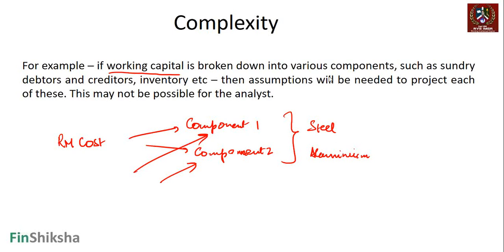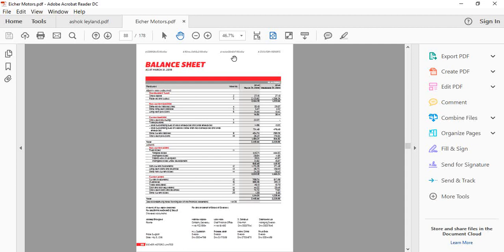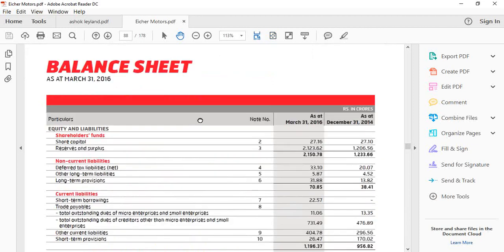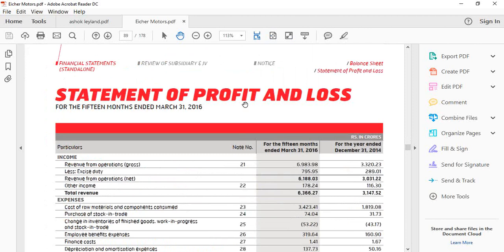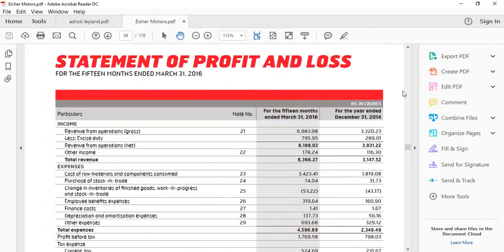So just as an example, if we take the case of something like Eicher Motors, and let's say we're doing projections on this and we look at the financial statements, and we look at the cost of raw materials and components consumed. That's 3423. Now let's say we're projecting this. Now what could be raw materials for a bike, right? There could be a tire, there could be wires, there could be a brake, there could be metal, there could be the rubber used elsewhere in the bike. That's 3,423 crores given in note number 23.